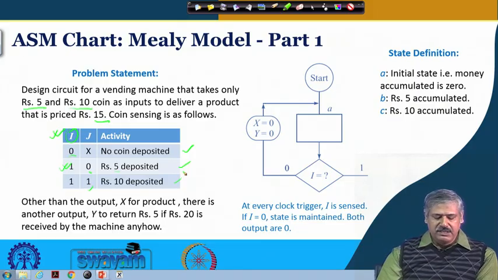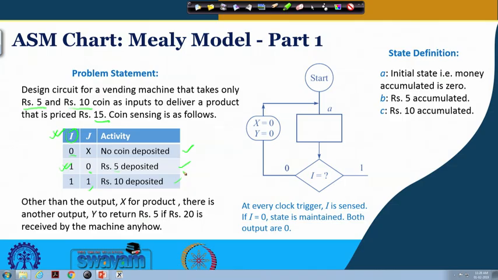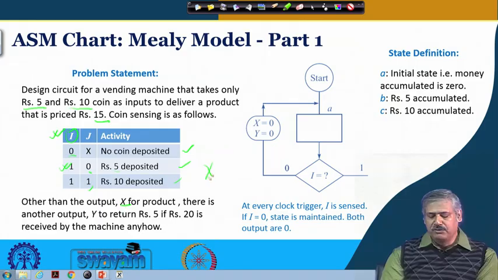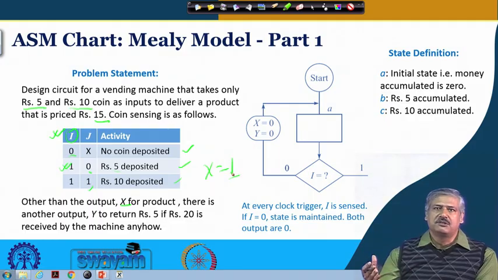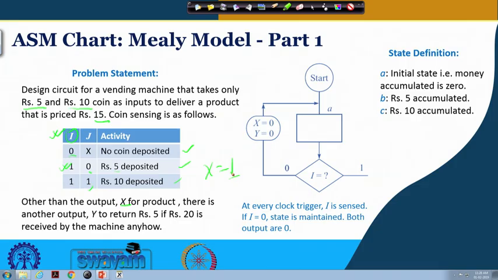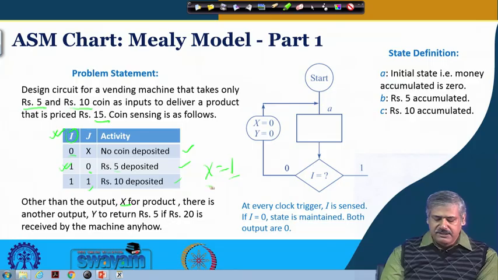What else is important here is that it has two outputs. One output is x, which is made 1 whenever the customer is depositing coins and rupees 15 is reached, and is otherwise 0. That energizes maybe a spring or a magnetic coil by which a product kept in a spring-loaded manner gets delivered to the output placeholder. So that is x.